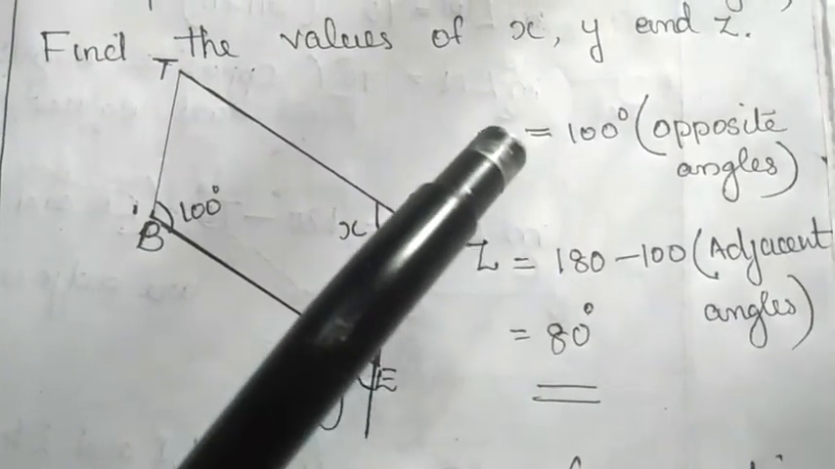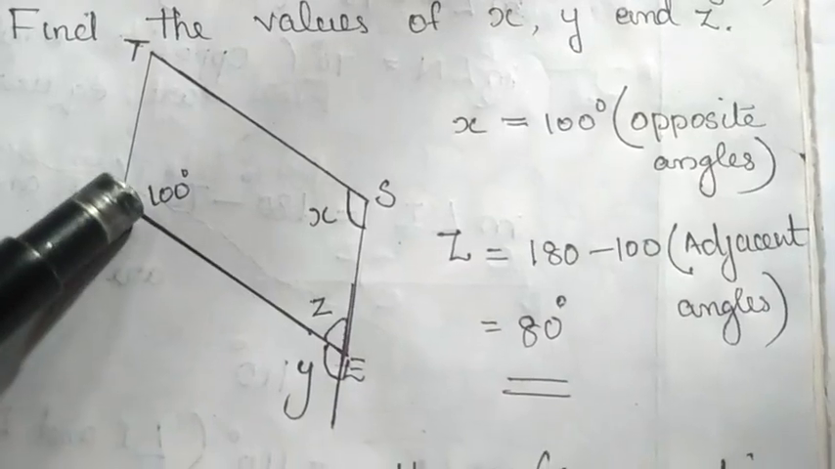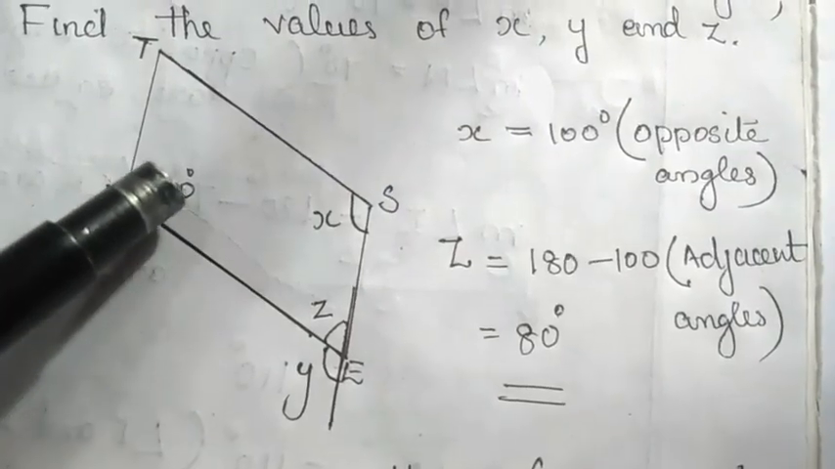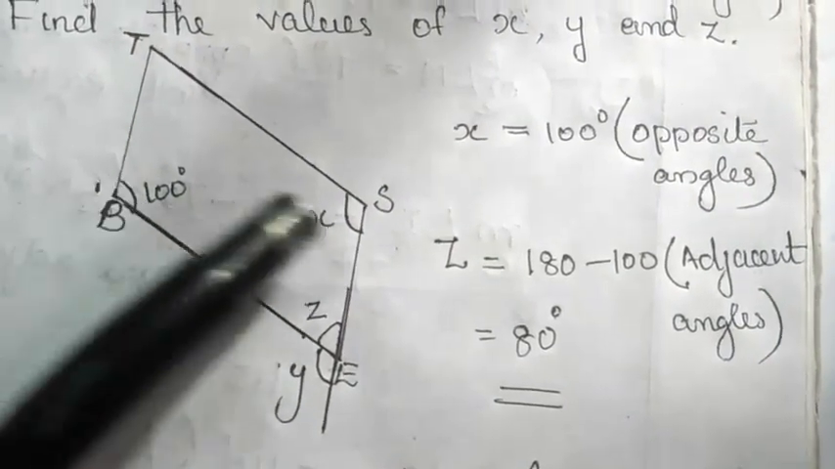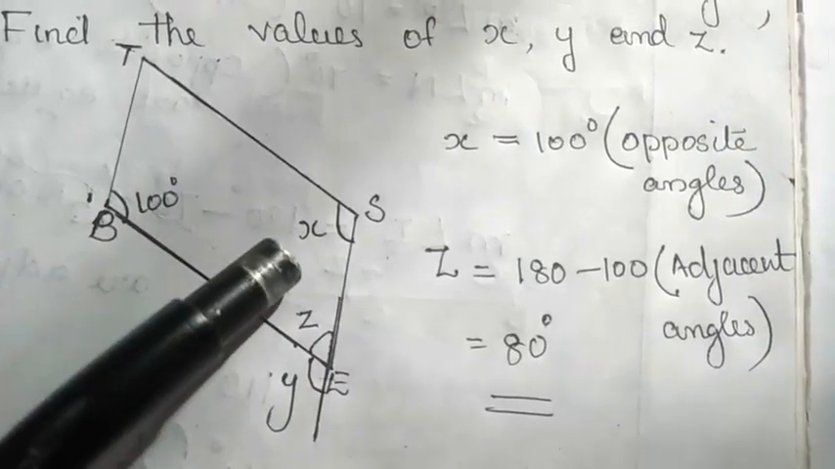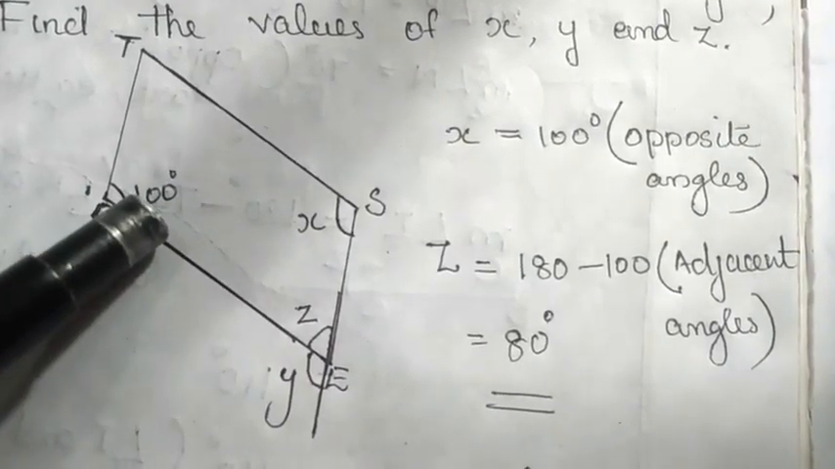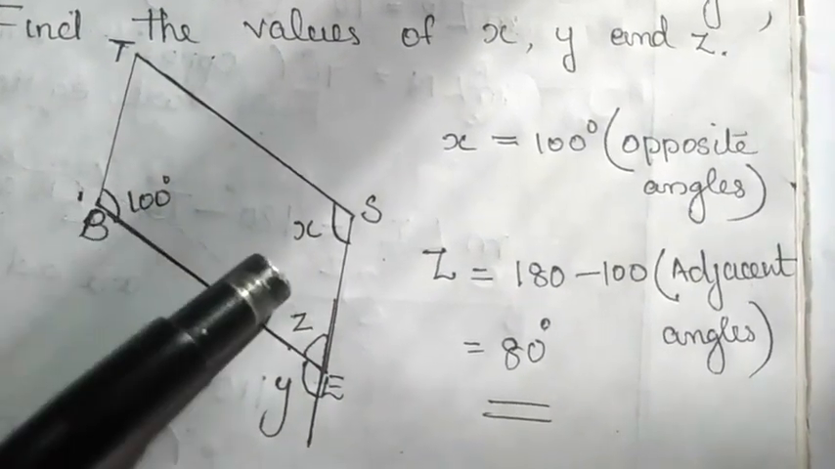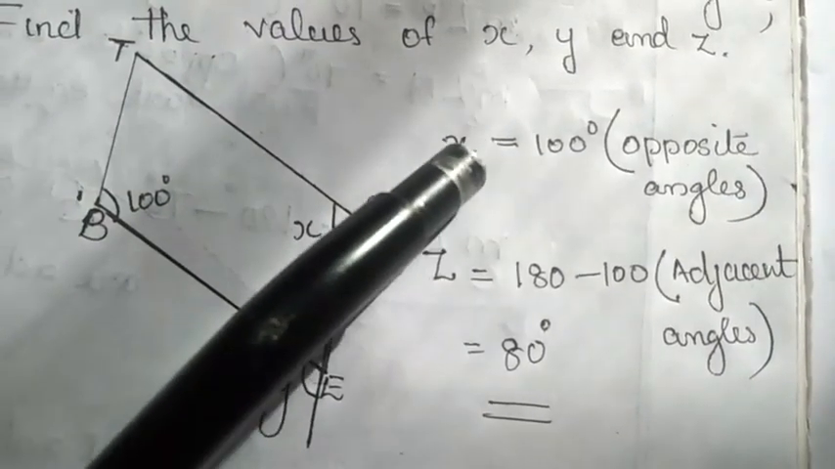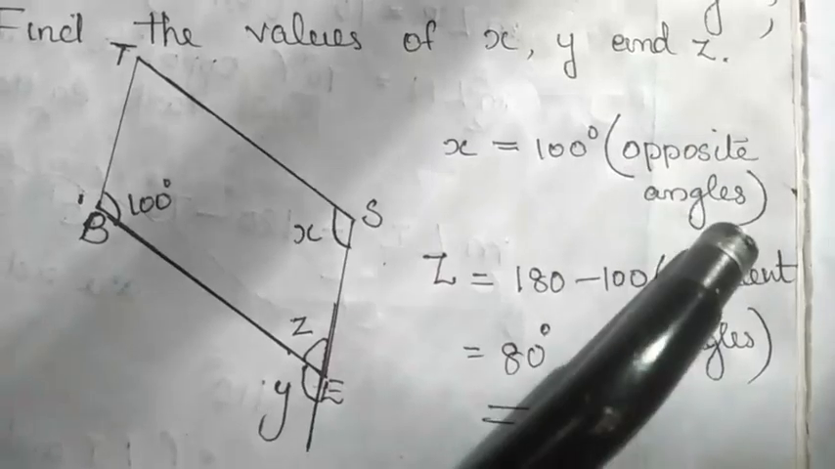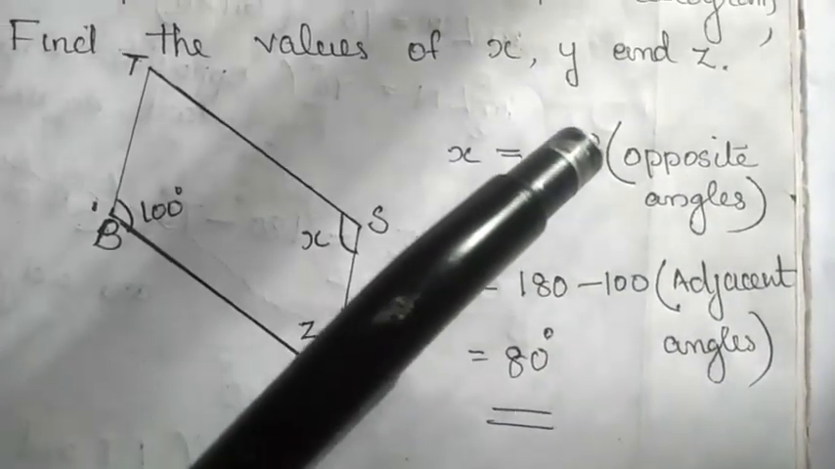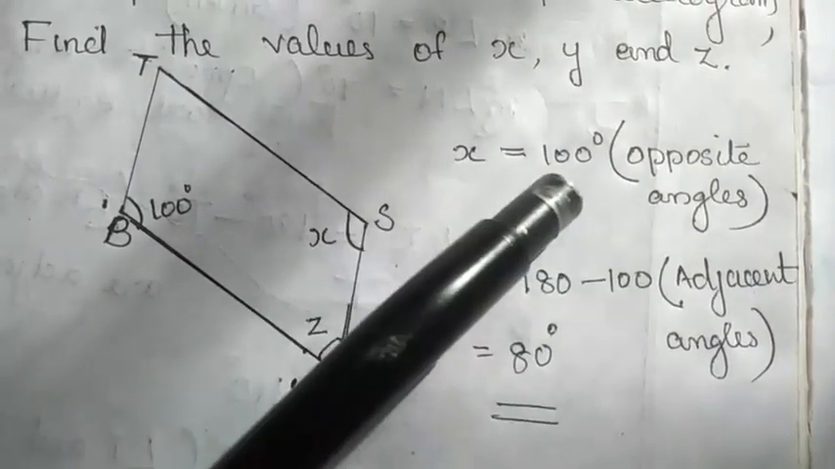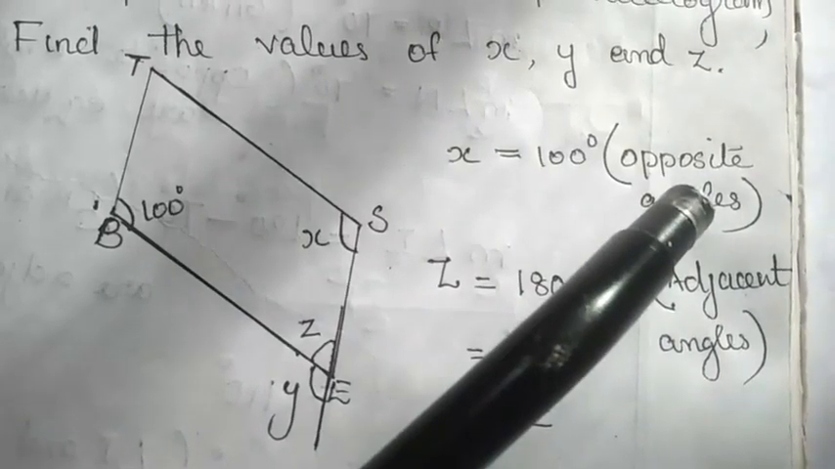So look here, B equals 100. Then using this 100, how can we find x? These two angles are opposite angles. So by the property you can write x equals 100 degrees. Why? Opposite angles are equal. So we write x equals 100 degrees. Within brackets you should write the reason why you have written the statement in the problem. So here x equals 100 degrees, reason: opposite angles are equal.